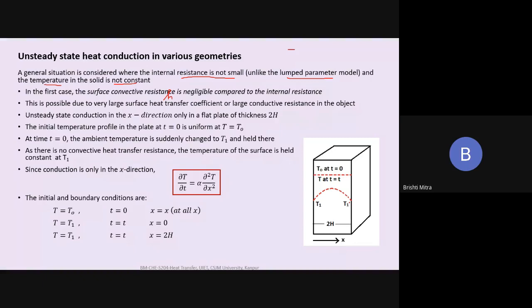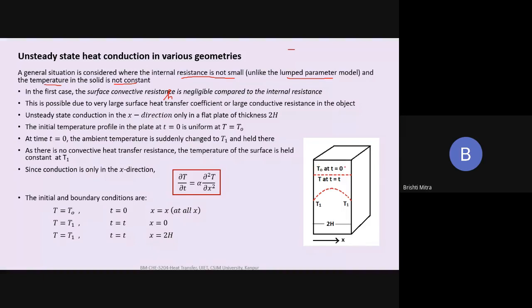Now, we consider unsteady state conduction in the x direction. This is my x direction as denoted by this arrow. And this is a flat plate which has a thickness of 2h. This is the thickness of this plate. At time t equal to 0, the temperature of this plate is constant throughout. Everywhere it is constant, this straight dotted line which is there. And this value is equal to T0. That is at time t equal to 0.